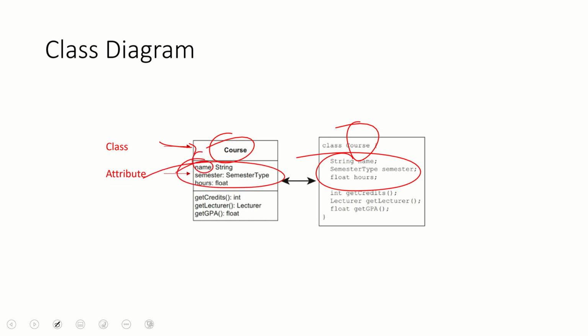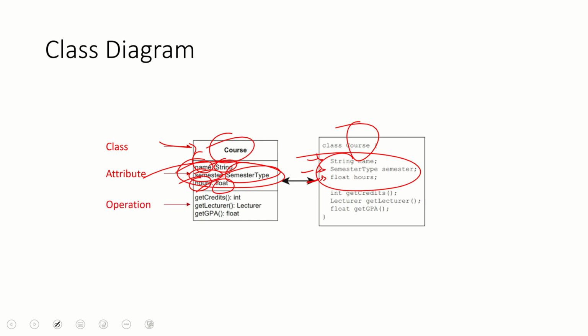Okay, so the first is attributes. You can see you've got attribute names: name, semester, hours. Okay, after that you define the data type for your attributes. Okay, so string, the semester type, float. Okay, that's matched to your code, which is a return type of string, right? Semester type float.